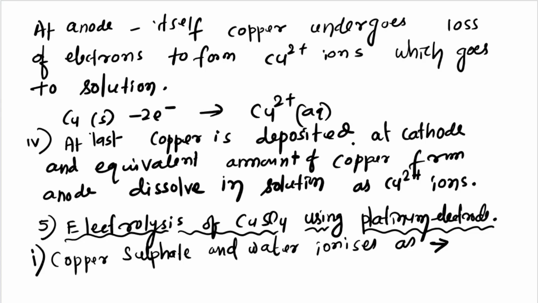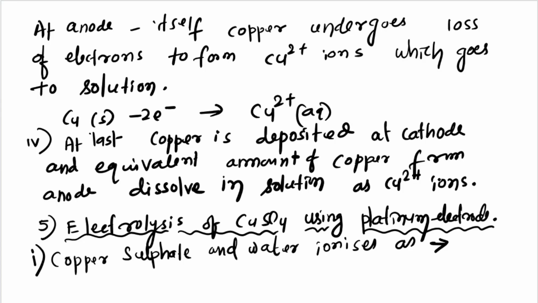At last, copper is deposited at the cathode and an equivalent amount of copper from the anode dissolves in solution as Cu2+ ion. This is very important from Faraday's second law of electrolysis: where copper is deposited at the cathode, an equivalent amount from the anode dissolves in solution as Cu2+ ion. Then the electrolysis of copper sulfate in water is completed.